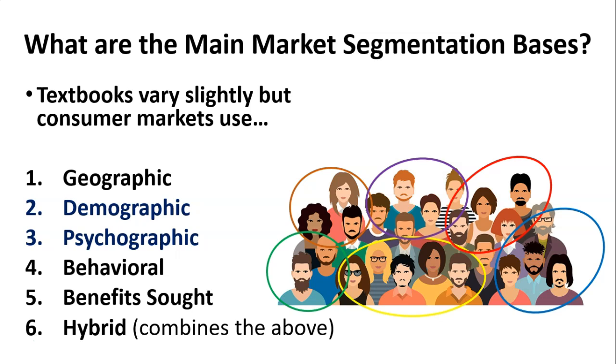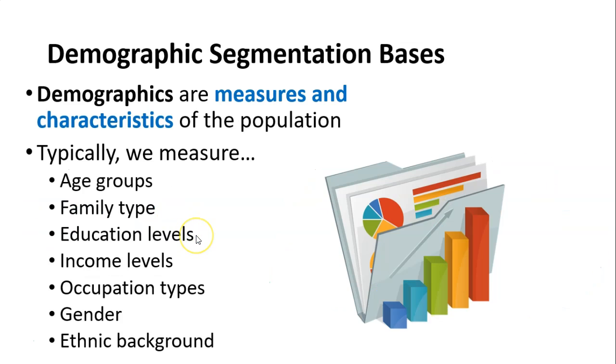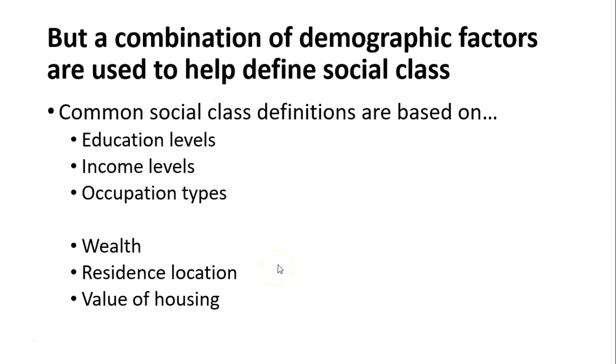Okay, so as you know, in most textbooks you'll see these main segmentation bases: geographic and demographic, psychographic, behavioral, sometimes benefits sought, and hybrid or combination. I've highlighted these two, demographics and psychographics, because we're going to have a look at social class. Now, demographics, as you probably know, are characteristics and measures of a population. They typically include age groups, family type, education, occupation, income, gender, ethnic background, etc.